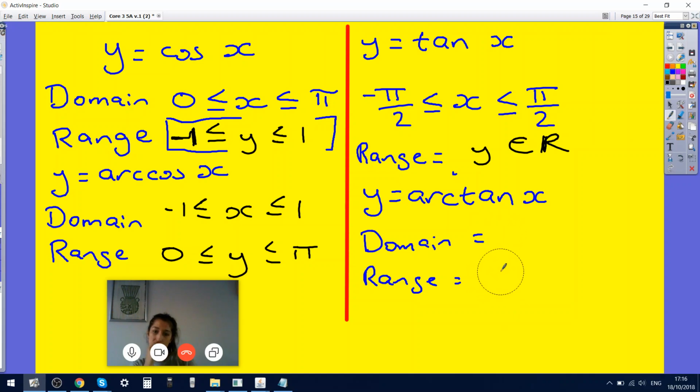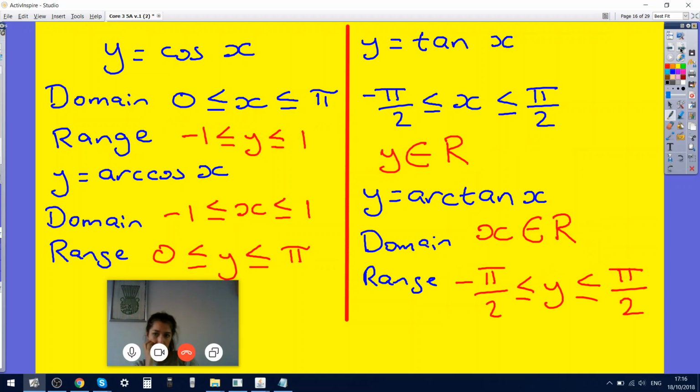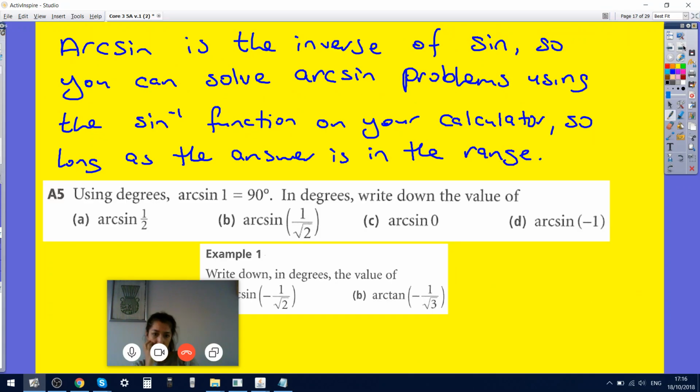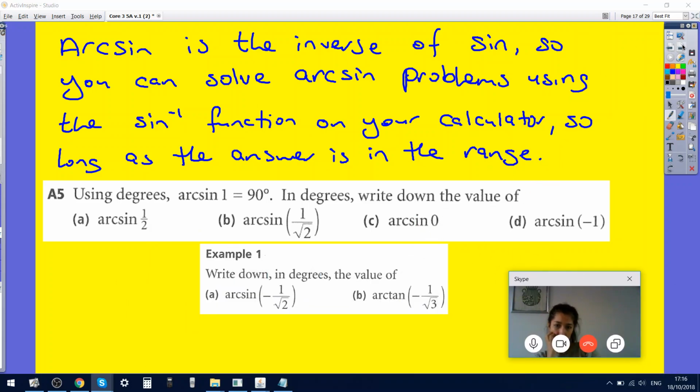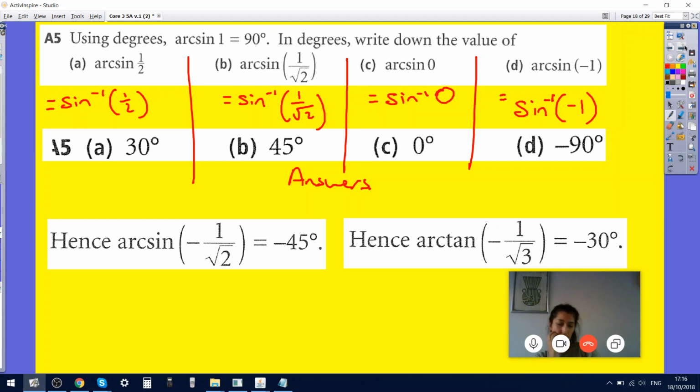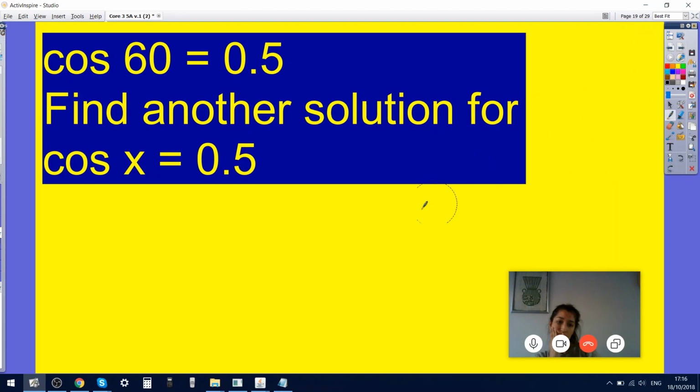Domain and range for arctan x. So x is any real number. Then y is less than or equal to pi over 2, greater than or equal to minus pi over 2. That's it. Good stuff. These ones you would just put into your calculator. They're just numbers.